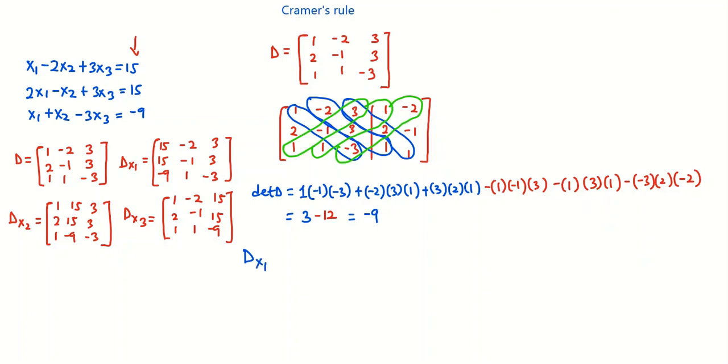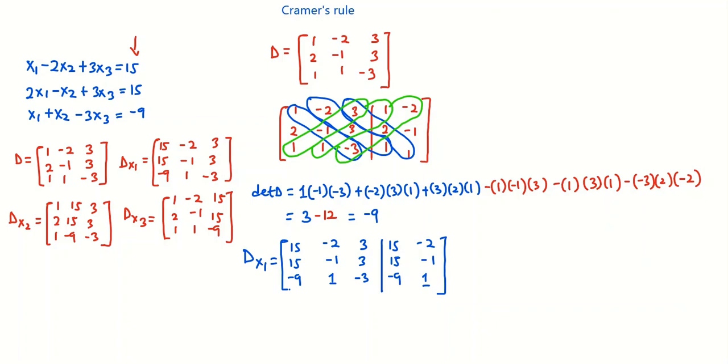Okay. So we have the matrix to be 15, 15, minus 9, and then you have minus 2, minus 1, and then 1, and then you have 3, 3, minus 3, and I'm going to augment this with the first two columns. So you're going to have 15, 15, minus 9, and then you're going to have minus 2, minus 1, 1. Okay, so now let's find the determinant.